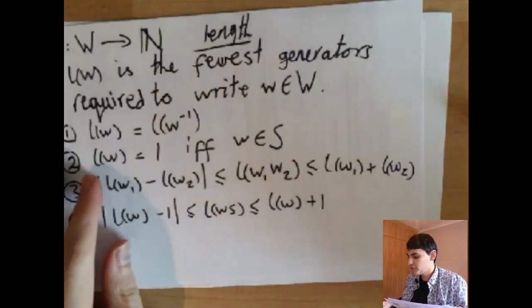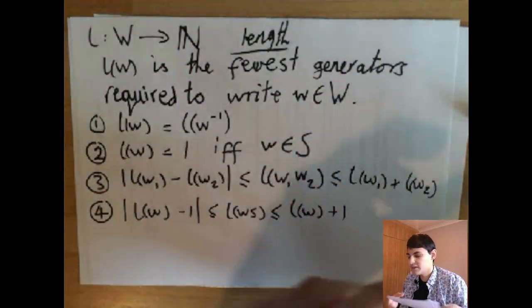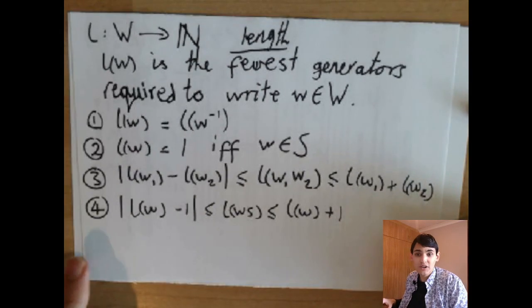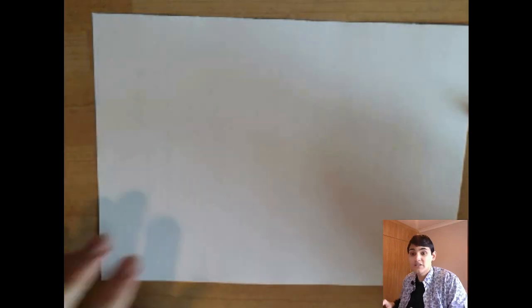Well, actually, before we do, let's consider trying to create a partial order by the length function that we defined in episode 1. I wonder if I've still got that here somewhere. Yep. Okay, so it's the fewest generators, this length function L, required to write W.